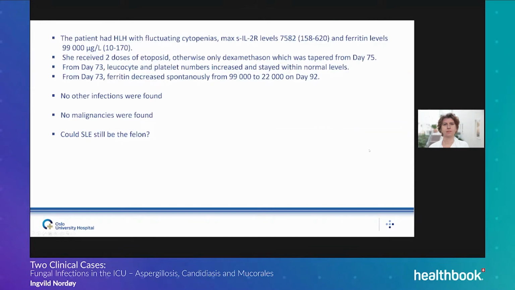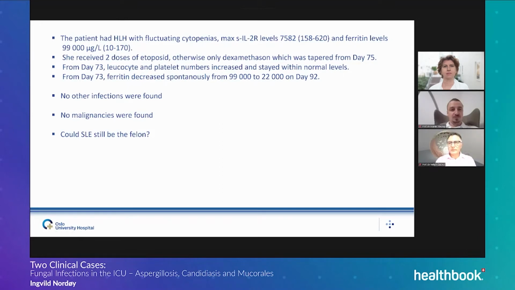So she had her HLH, fluctuating cytopenias, a bit fluctuating ferritin levels, but they went all the way up to 99,000. But at that time, she had no cytopenias. So we had, as we say in Norway, ice in the stomach, and just watched her, took down her steroids slowly, and she was doing fine actually. And then the last 2 weeks before we transferred her back, she more or less spontaneously dropped her ferritin levels from 99,000 to 22,000. We're still not quite certain what's been triggering her HLH, but we have not been able to find any malignancy on her.